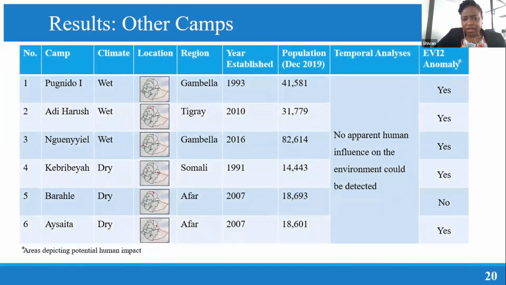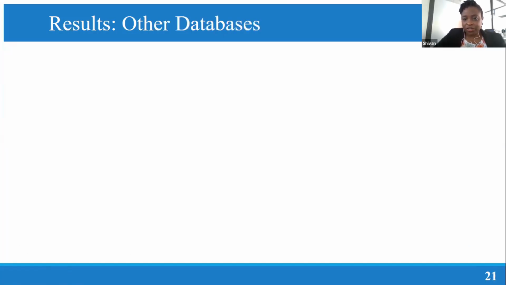And for the other 6 camps that were analyzed, both in the wet and in the dry climate context, there's no apparent human influence on the environment that was detected using this methodology. But for the EVI2 anomaly, all the other camps showed areas that had decreasing vegetation indices, except for this camp called Barakle, which is in the north, that did not present any areas with decreasing index. And again, these areas show potential human impact. They require field verification to confirm if it's indeed human impact or maybe other natural processes like soil erosion.